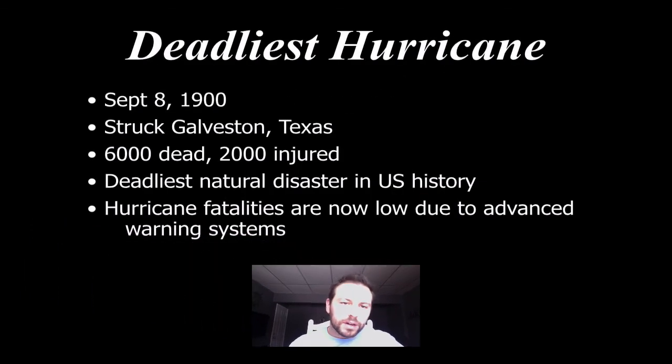The deadliest hurricane was in September of 1900, which struck Galveston, Texas. About 6,000 dead, 2,000 injured, and it is the worst hurricane in U.S. history, I believe to this date, definitely still the worst one. And it had to do with a complete miscommunication between some local meteorologists in the area and the people not listening.